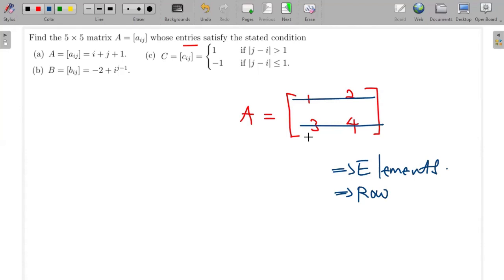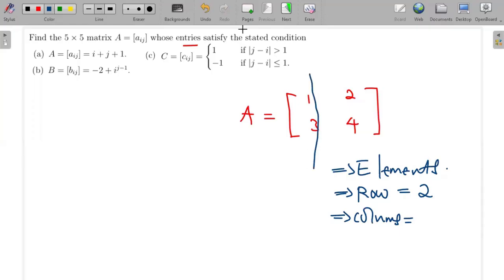Okay, so how many horizontal lines have I drawn in this matrix? I've drawn 2. So it means the number of rows there are just what? 2. Okay, and then we can also talk about columns. So what are columns? These are the lines that run vertically, or the lines that run from top to bottom or bottom to top. So let me draw vertical lines within this matrix. You can see I'm only able to draw 2 vertical lines. So that means that I have how many columns?